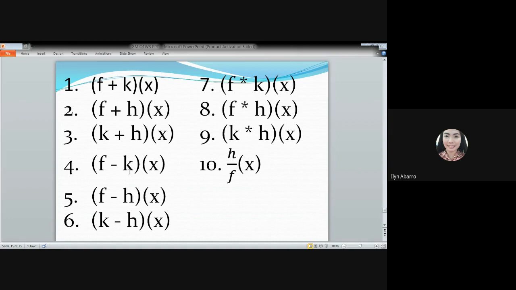4, f minus k of x. 5, f minus h of x. 6, k minus h of x. 7, f times k of x. 8, f times h of x. 9, k times h of x. And 10, is h over f of x.